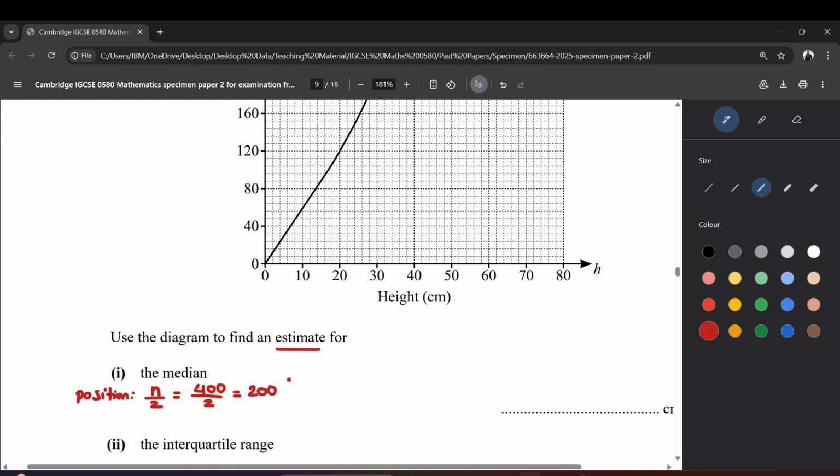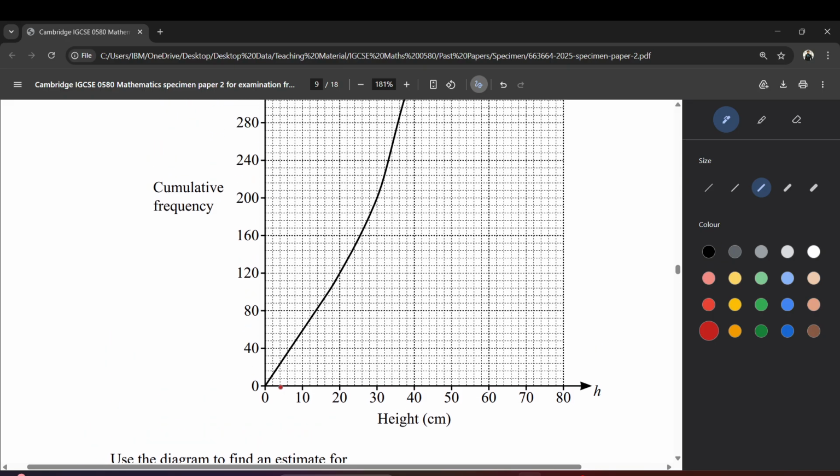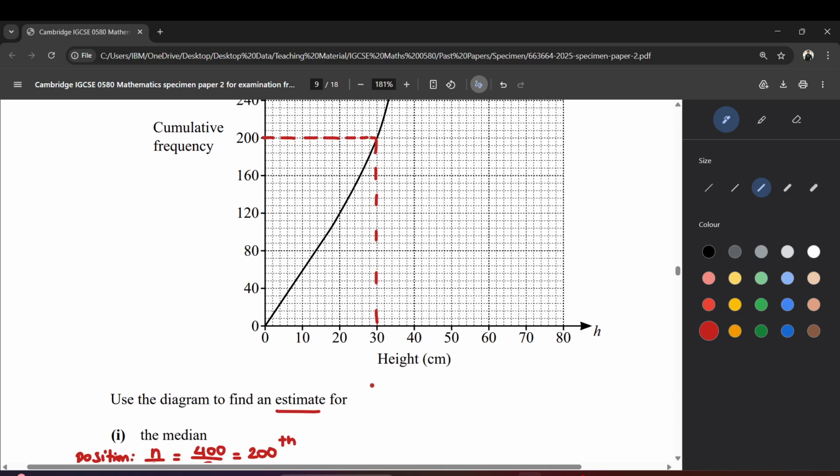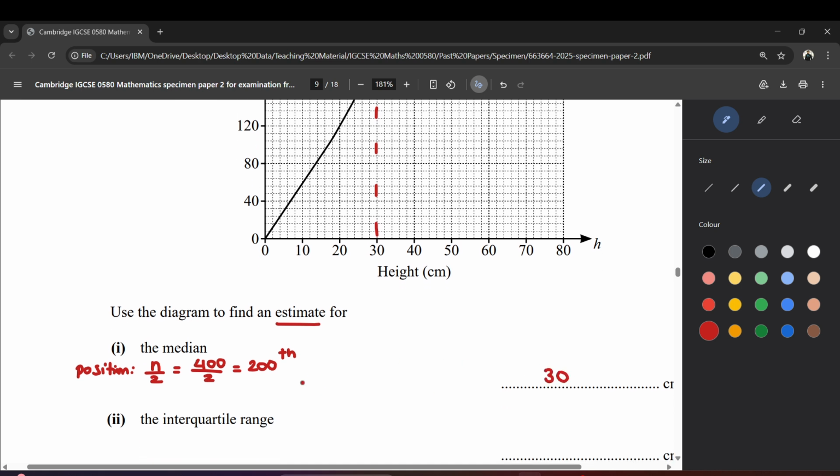So the median will occur at the 200th position. Now 200th position means this value over here. So now I'm going to check where this lies in terms of what is the value of h at this point. So you can see that the value of h is going to be 30. Therefore, the median will be 30 centimeters. Median can be represented by Q2. So that will be 30 centimeters.